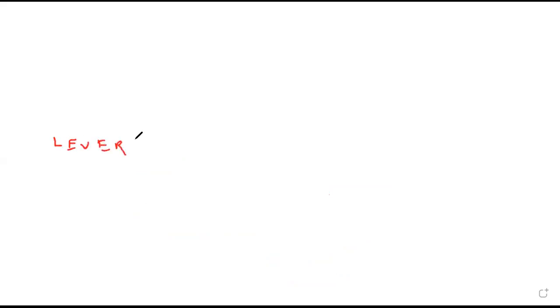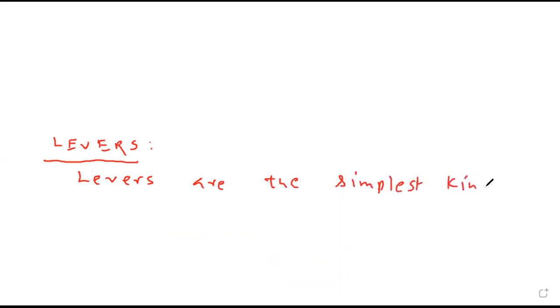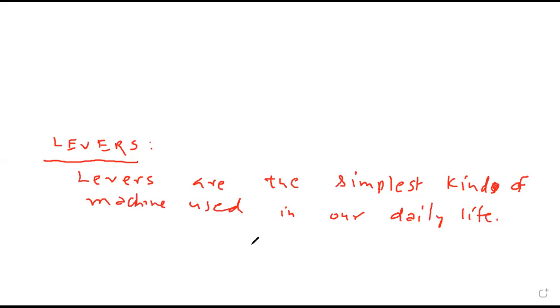Lever. It's not Johnny Lever. Levers. What are levers? Levers are the simplest kind of machine used in our daily life. So the simplest kind of machine used in our daily life is called a lever. Now how is it defined?